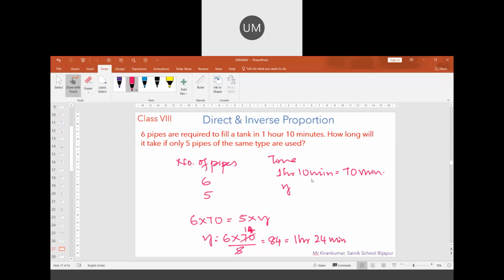So you observe here the time is increased. Inverse proportion: if the number of pipes is decreased, the time is increased. It goes like this. One quantity is decreased, the other quantity increases.